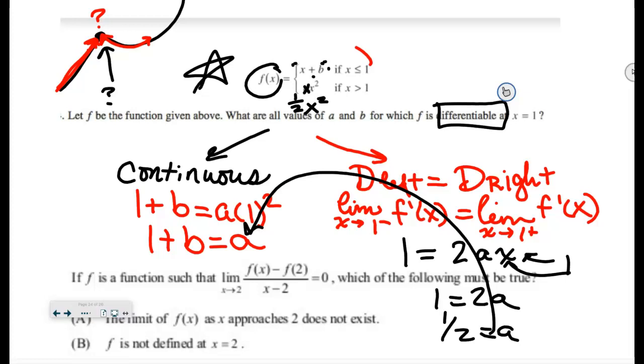Oh, I am going to go to decimals after I plug a in right here. So those of you watching, sorry, we had a little, we went off on a tangent.